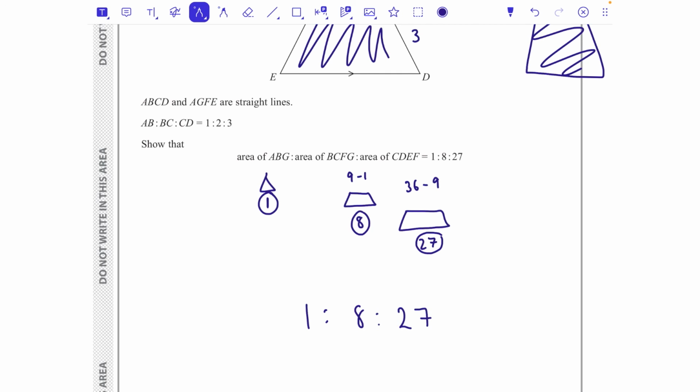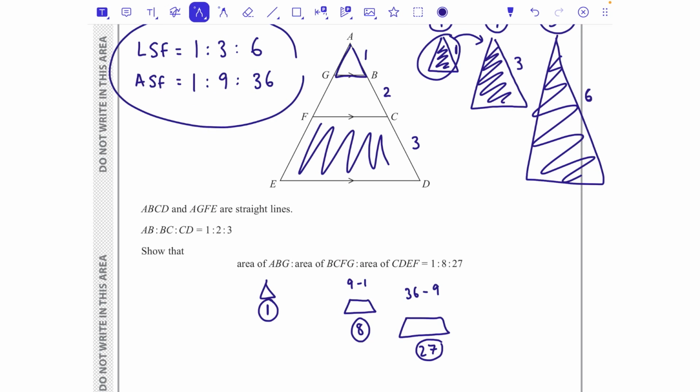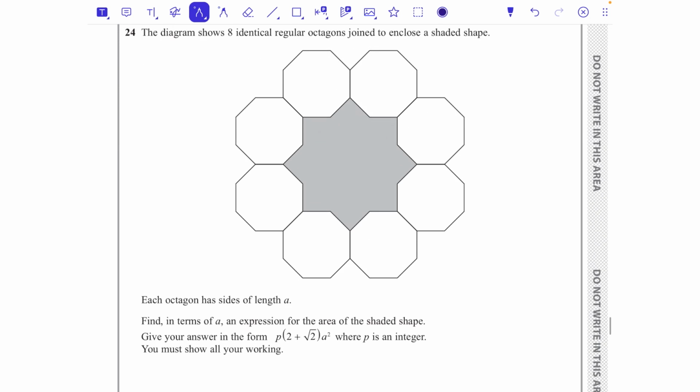Absolutely, again, a really, really challenging question for that bottom one. And it's all to do with those scale factors, squaring your scale factors for that. Unbelievable. Right, question number 24.